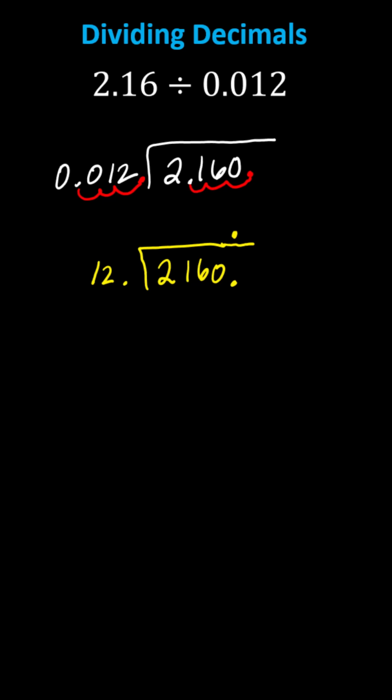We begin by determining how many 12s there are in 21, which is 1. We place a 1 in the quotient and then multiply by the divisor. 1 times 12 is 12. We place a 12 below the 21 and subtract. 21 minus 12 is 9. Now I bring down the next digit in the dividend, which is the 6, and repeat the process.